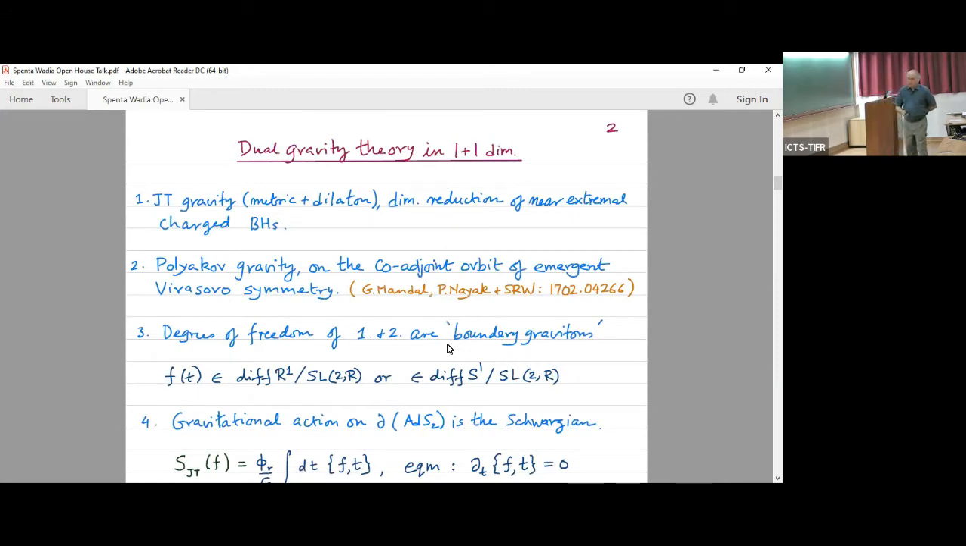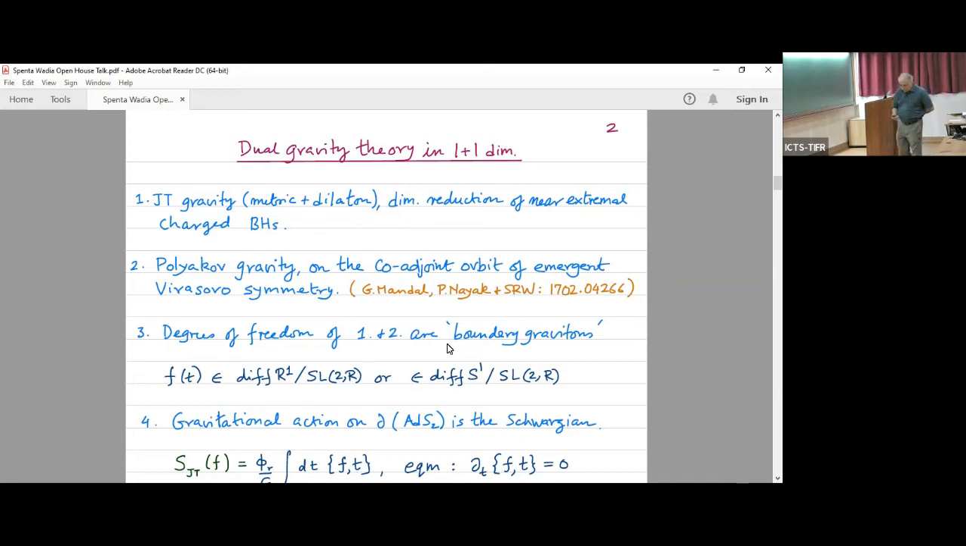On the other hand, there is a dual theory of gravity, which everybody who works in this area is familiar with. It's called JT gravity, Jackiw-Teitelboim, and it has a metric and a dilaton and some matter fields. It comes about by a dimensional reduction of near extremal charged black holes in, let's say, 4 dimensions, for example. There is another theory of gravity in 2 dimensions, which is what's called Polyakov gravity.